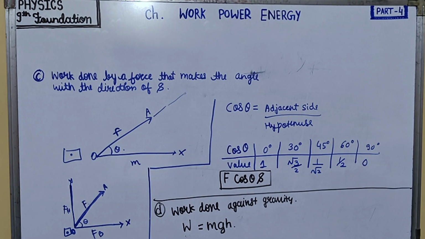When work is done against gravity, W is equal to minus mgh. When work is done against gravity, acceleration due to gravity is taken as minus g. The magnitude of the work is always positive.